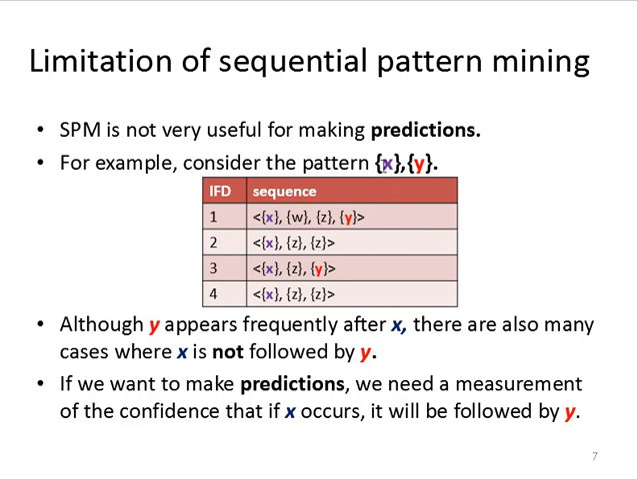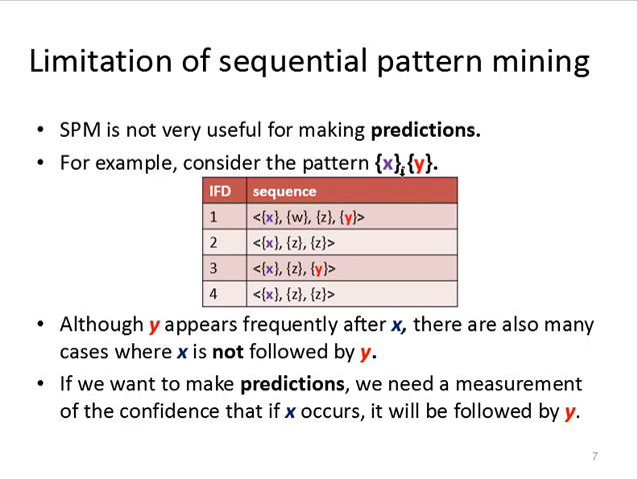But if we only look at this pattern, it will be misleading. Because if you look carefully, X always appears in the database. And actually it is only followed by Y 50% of the time. So X appears 4 times, but is only followed by Y twice. So actually, it is not a very strong pattern.